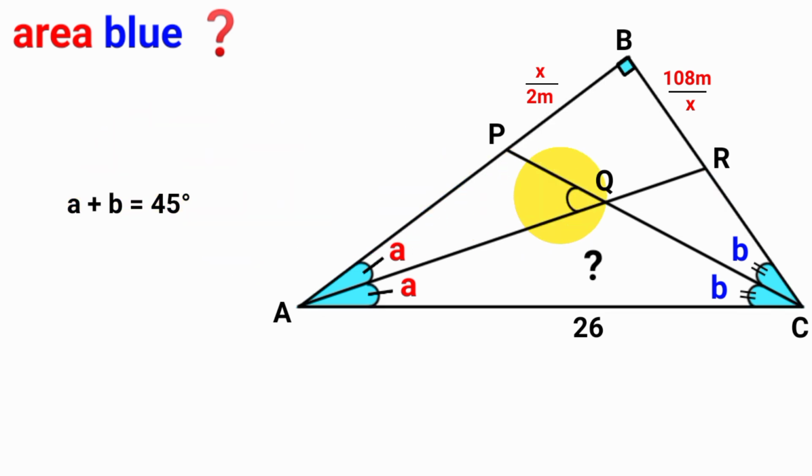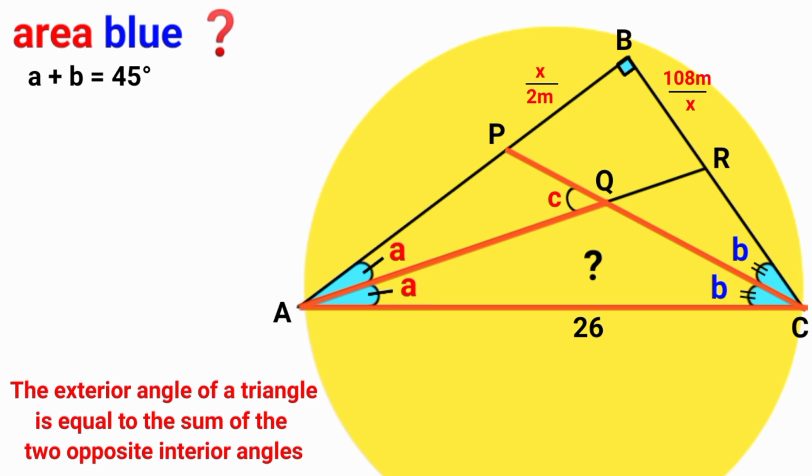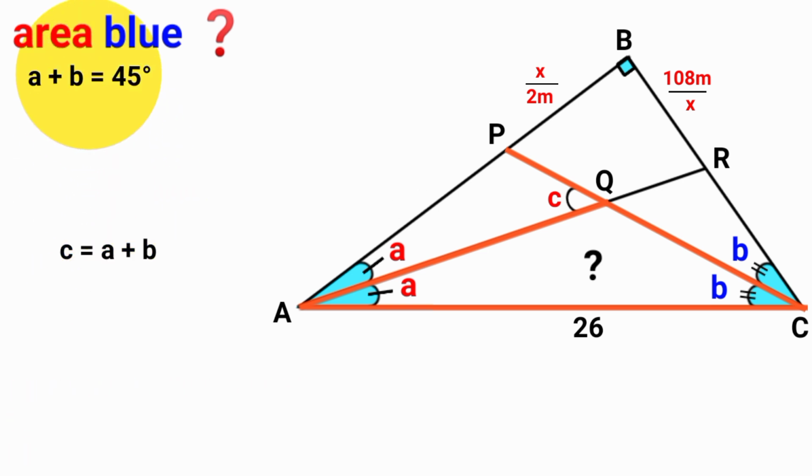Now if you look at this angle here, say C, it is an exterior angle of this triangle ACQ. We know there is a rule that the exterior angle of a triangle is equal to the sum of the two opposite interior angles. That is, angle C is equal to the sum of this angle A and this B. So C equal to A plus B. But from here, A plus B is 45 degrees. So C equal to 45 degrees. That is, this angle here is 45 degrees.